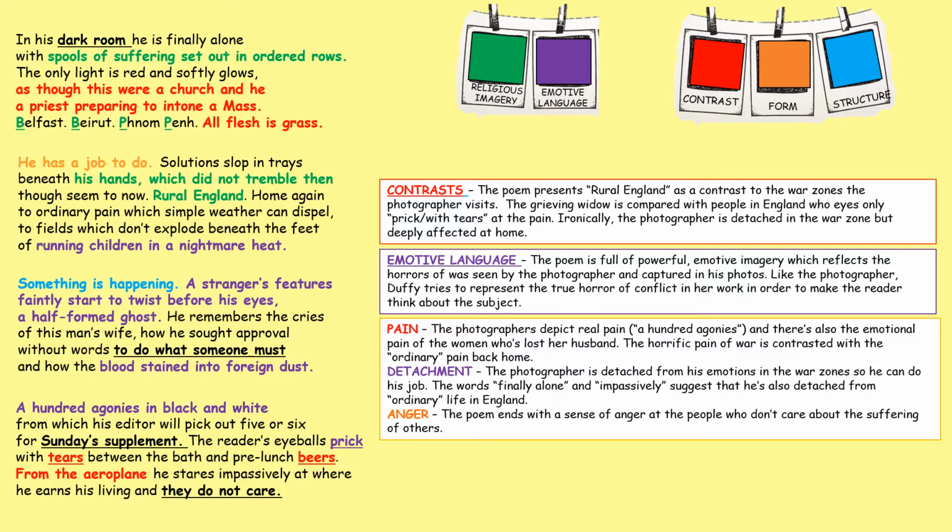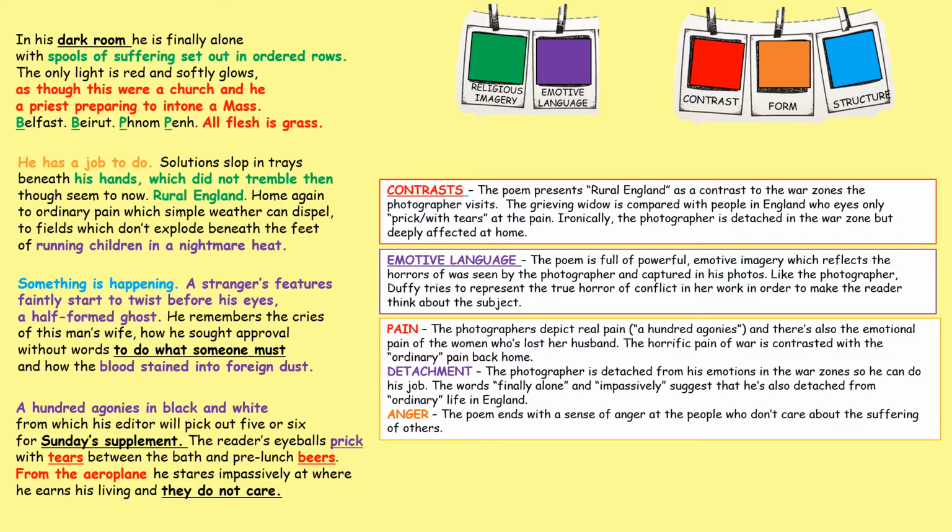he's experiencing. The grieving widow that he mentions is compared with people in England whose eyes only prick with tears at the pain. Ironically, the photographer is detached in the war zone but deeply affected at home. So he talks about the cries of the man's wife when he took the photo, and then he talks about the people who will be upset for a moment in the final stanza and then completely forget and move on with their lives because it doesn't affect them and they can't actually do anything about it.